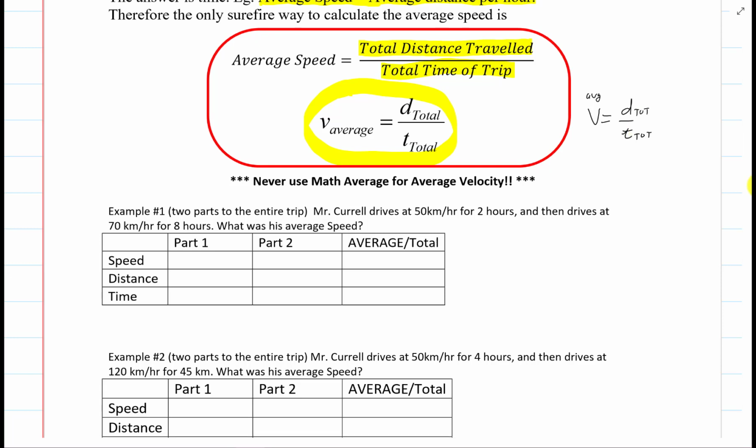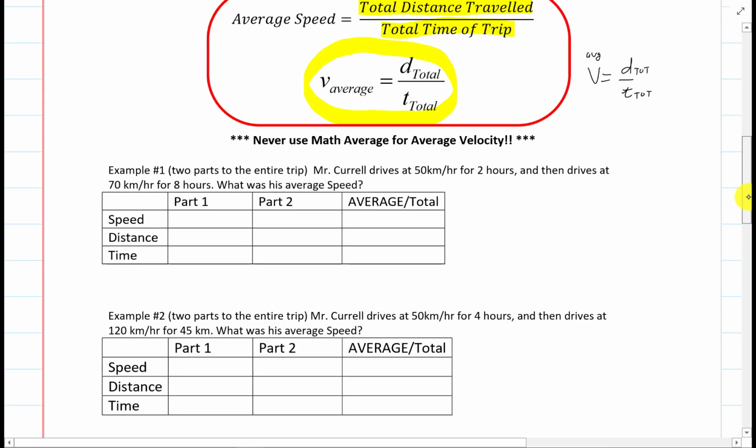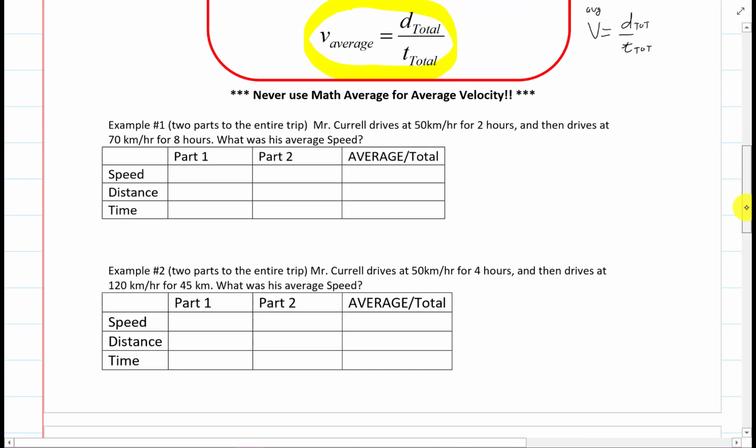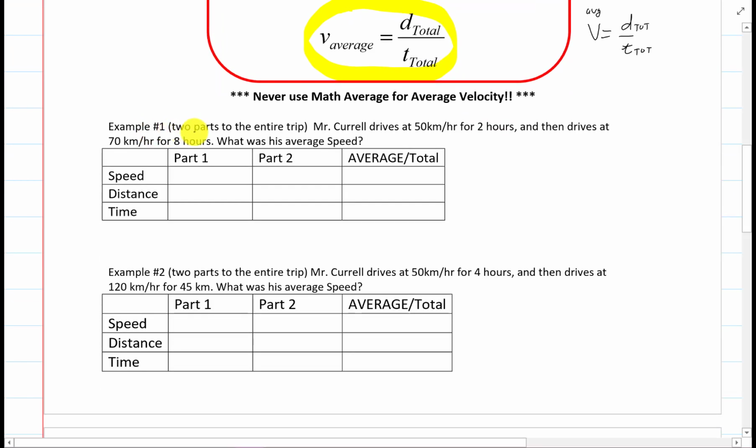Okay, so let's do question number 1, just practicing this out. We're still using the same formula, V equals D over T. Example number 1, there are 2 parts to the entire trip. Mr. Currell drives at 50 kilometers an hour for 2 hours and then drives at 70 kilometers an hour for 8 hours. What's the average speed? If you didn't know the times, the average between 50 and 70 is 60, but this is not going to be 60 because I did this one 4 times longer.